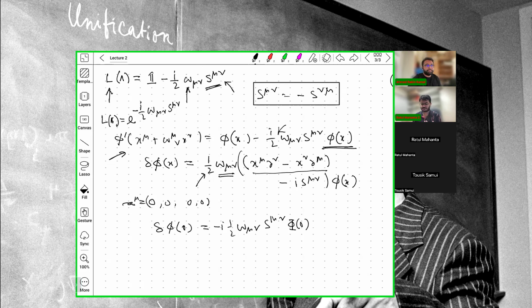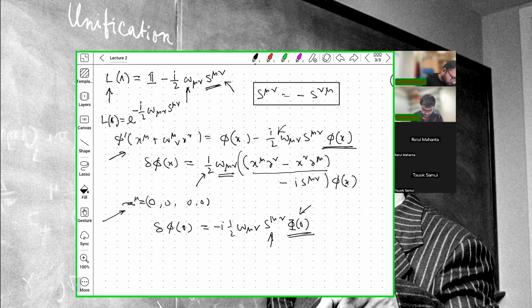the fields mix among themselves. So this multi-component field is mixed by a matrix, which is a representation of the generators of the Lorentz group. So this is an intrinsic spin even at the origin, which is not affected by the Lorentz transformations. The field can rotate, or I should say mix among themselves.